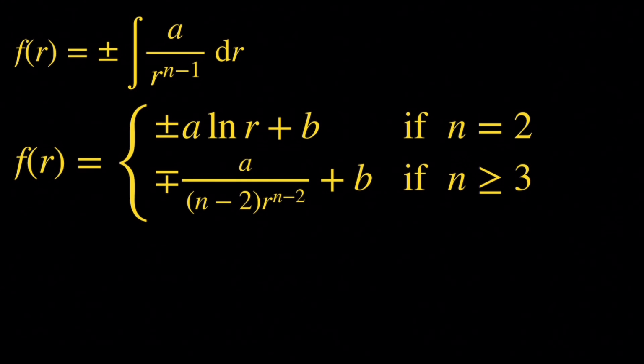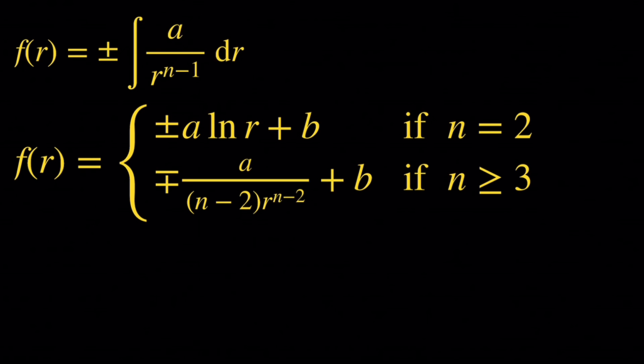Okay, so by integrating, we're going to get that f of r is equal to plus or minus a times natural log of r plus b if n is equal to 2, and plus or minus a over n minus 2 times r to the n minus 2 plus b. And here, n is greater than or equal to 3. Of course, b is a constant.